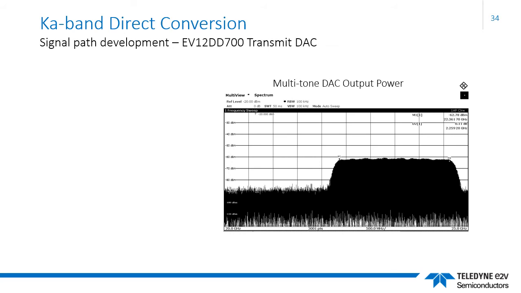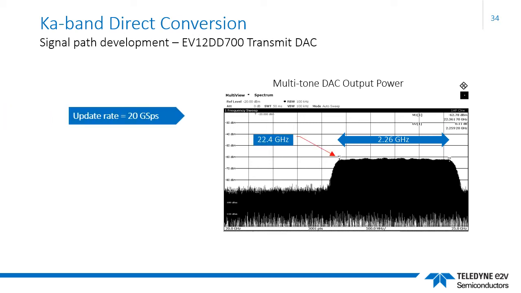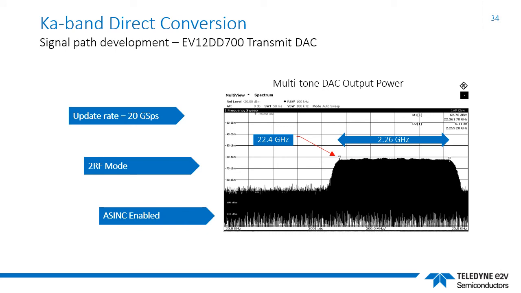This final output characteristic shows a typical multi-tone signal. The signal captured is in the range 20 to 25 gigahertz with a 500 megahertz per division time base. The signal bandwidth is 2.26 gigahertz, starting at 22.4 gigahertz. The DAC is sampling at a 20 gigahertz clock with the twice RF output mode and the inverse sinc filter enabled.